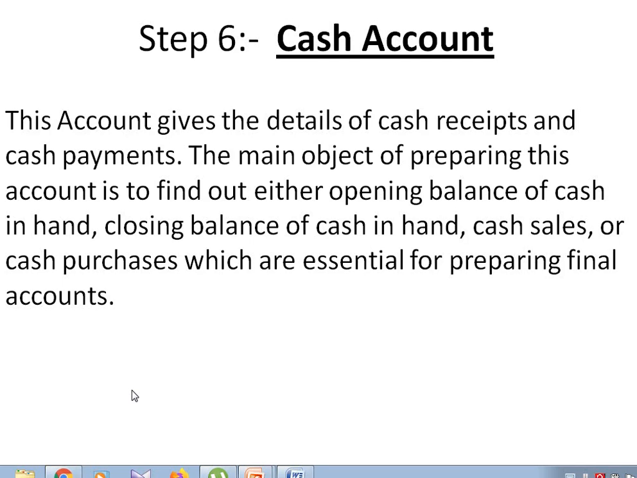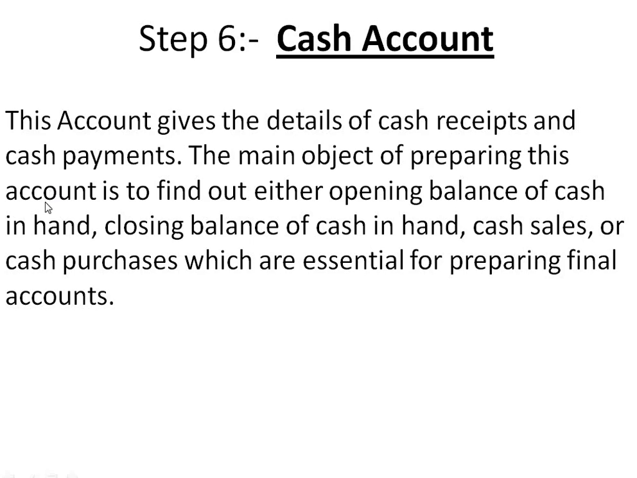This is the last step to be taken if you want to convert the single entry data into a double entry system. So let's look into the last step, that is the preparation of cash account. What do we get to know when we prepare a cash account? This account gives the details of cash receipts and cash payments. How much cash you have received and what is the amount of cash payments done.